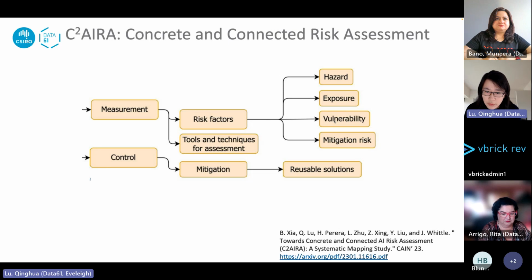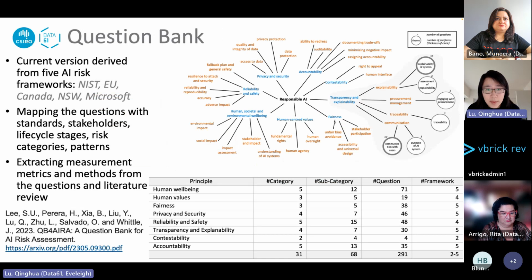And also, instead of just relying on people's subjective view on the risk, we call for tools and techniques for doing assessment. And for the risk control, we need reusable solutions. Based on this mapping study, we have built a question bank. The current version is derived from 5 major AI risk frameworks, including NAIC standard, EU standard, Canada, NSW, and Microsoft framework. And the current version has around 300 questions.